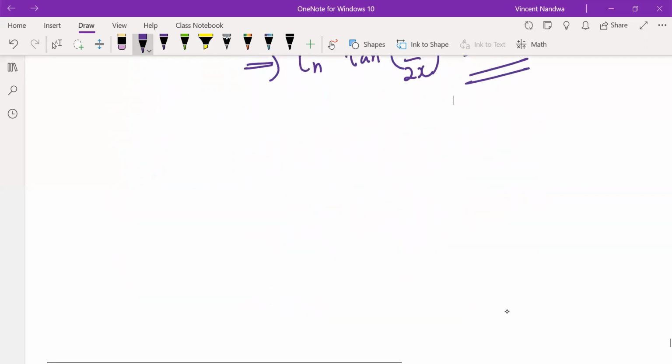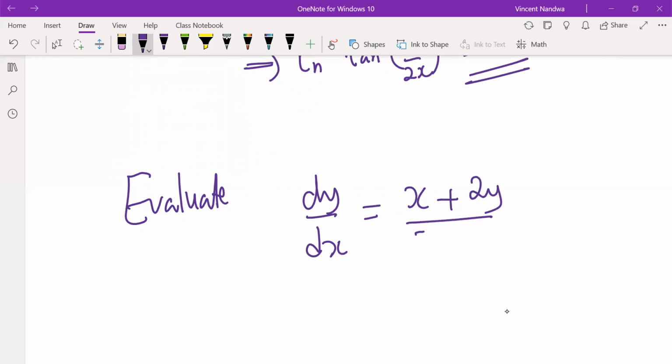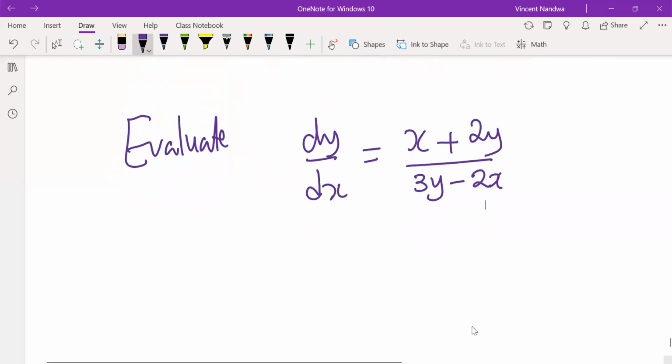Lastly, evaluate dy/dx given by (x + 2y)/(3y - 2x). So actually this is homogeneous.